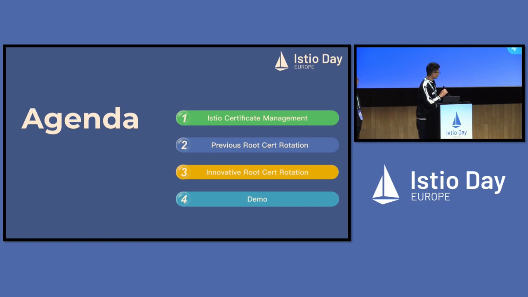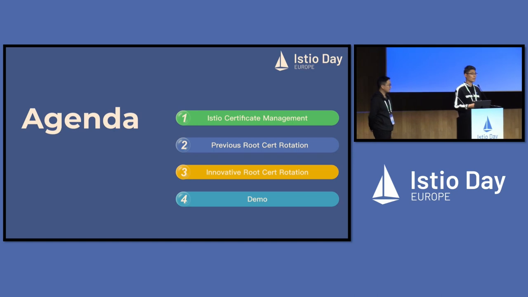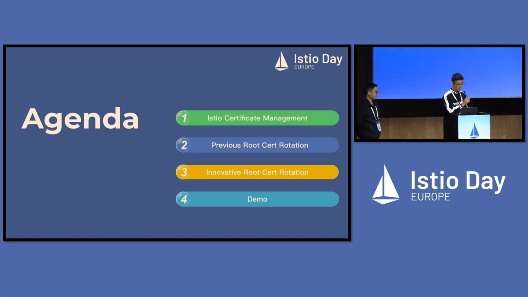OK, first, look at our agenda today. First, we'll talk about some background to let you catch up with our rotation workflows later. Then we will talk about how we rotated root certificates in previous old Istio revisions. Then we will talk about our innovative root certificate rotation solution. And then we will have a demo at last.